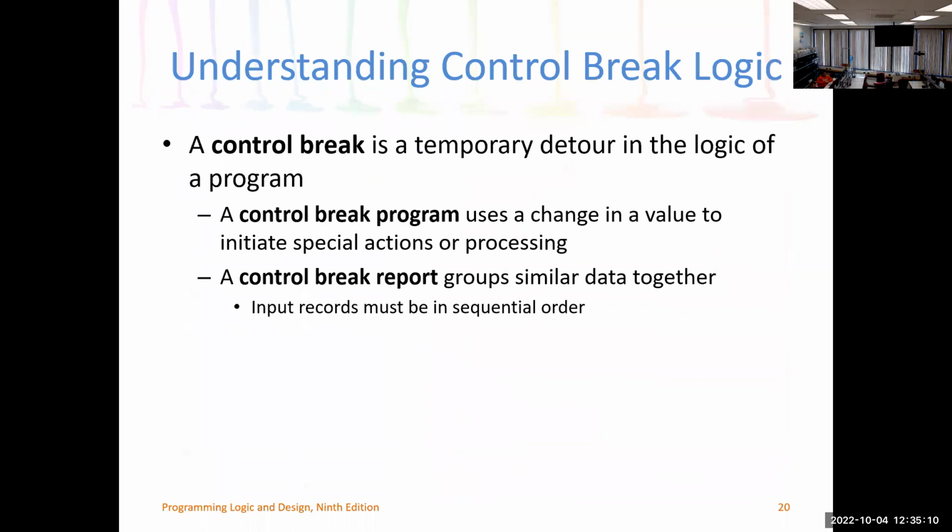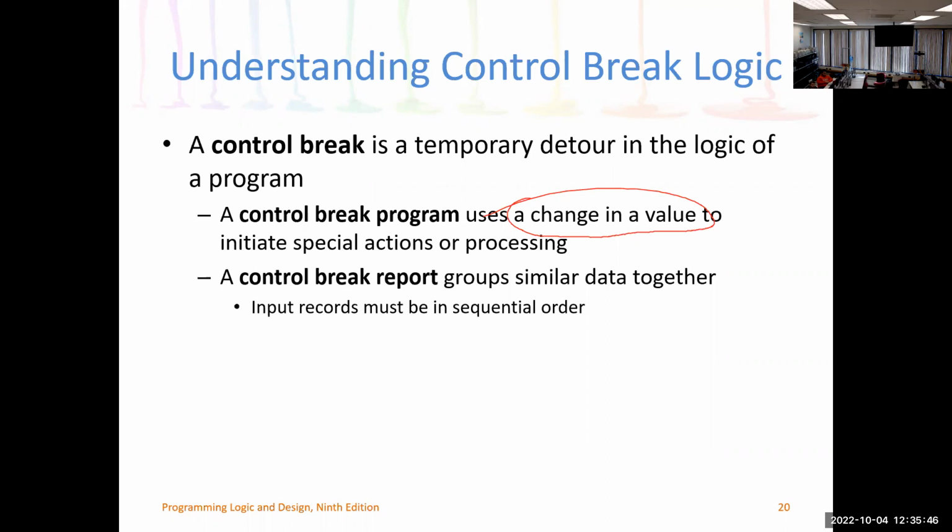Now, we move to the control break logic. A control break is a temporary detour of the logic of the program. The control break program is used to detect a change in a value to initiate special action or processing. A control break report groups similar data together, and the input records must be in sequential order. So in order to work with the break, remember that input records must be in sequential order, or we have to sort them in sequential order.